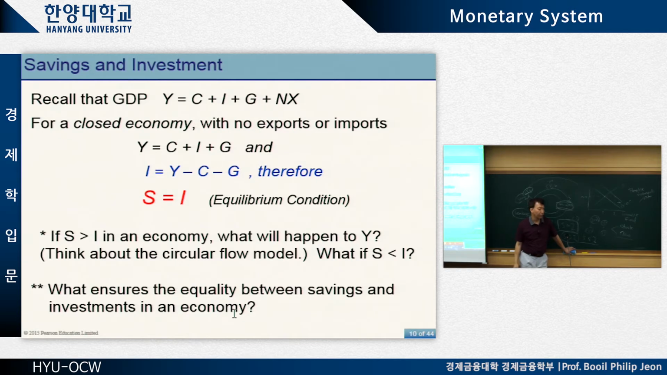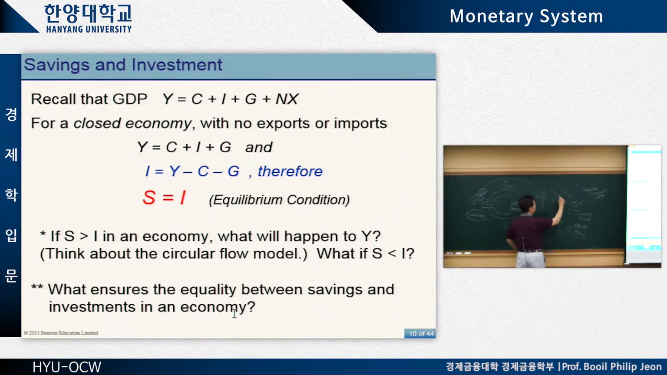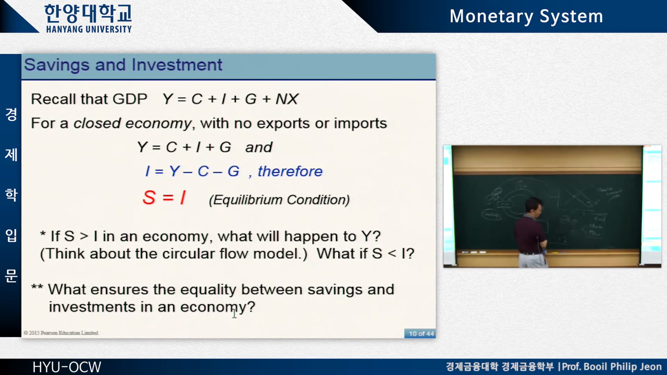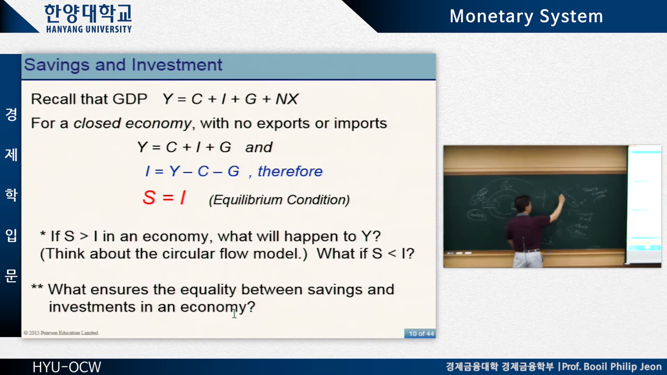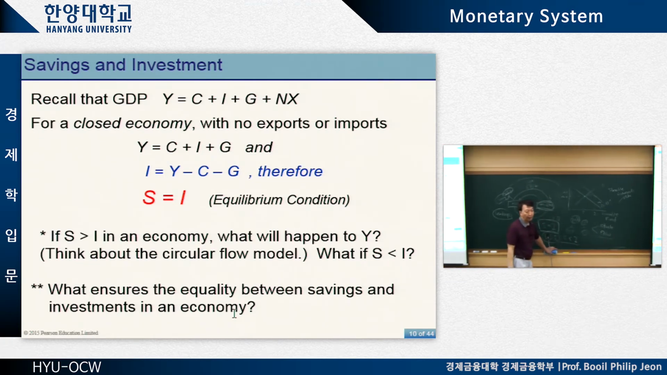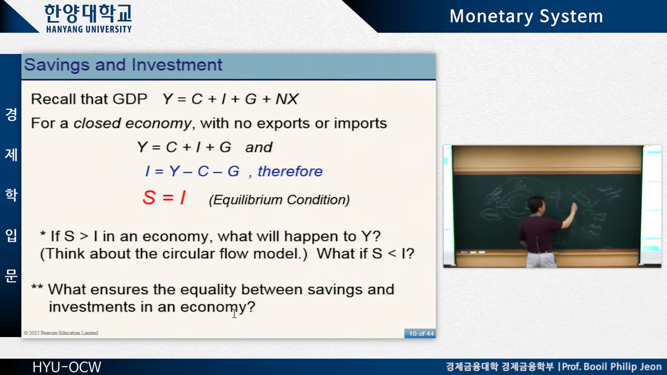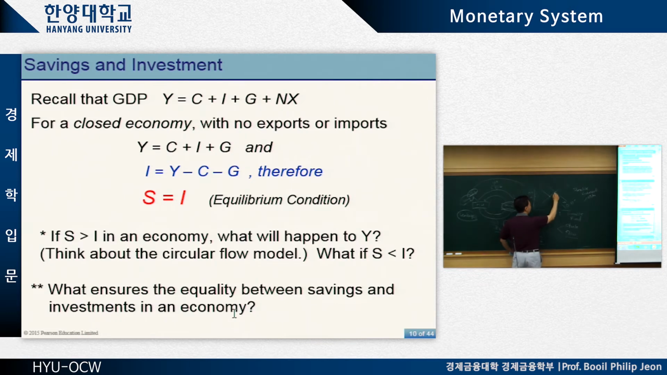Flexible interest rate, right? Or freely adjusting interest rate. So, whenever we have this excess demand or shortage, then the interest rate will rise eventually. By having a higher interest rate, we're going to have another equilibrium, and at that point, saving will be equal to investment again.